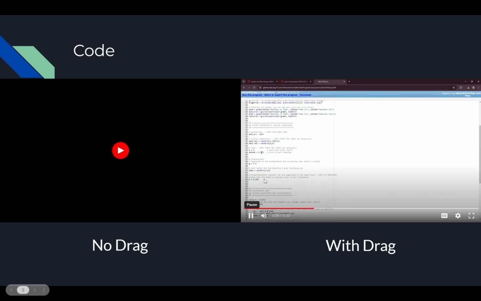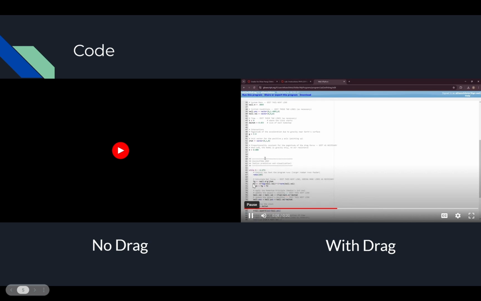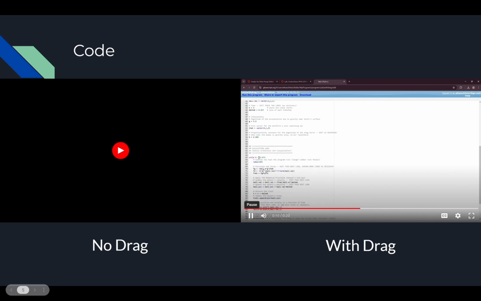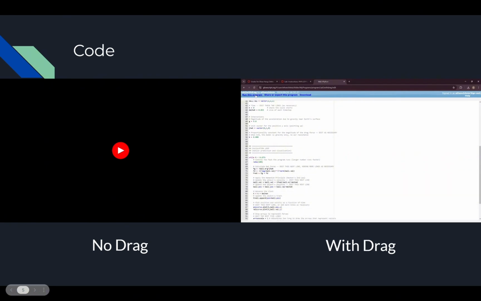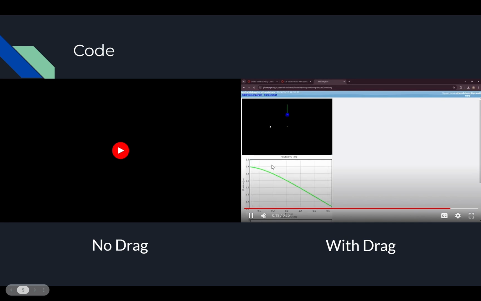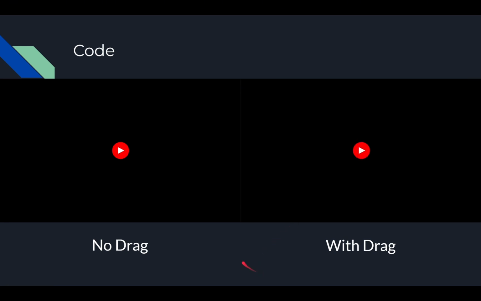Meanwhile, with drag, it's relatively the same code, except that our net force now has the force of drag subtracted, which is negative b times velocity squared times the unit vector of velocity, thus having a force in the other direction. As we can see here, it is curved until it reaches a constant velocity at some point, which is our terminal velocity.